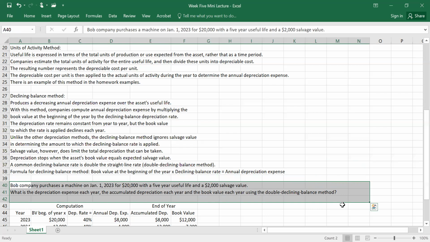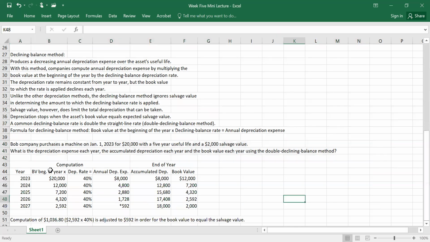What is the depreciation expense each year, accumulated depreciation each year, and book value each year using the double declining balance method? What we can do for this is take the straight line rate and multiply it by 2. If I took 1 and divided it by 5, I would get 20%. 20% times 2 is 40%.